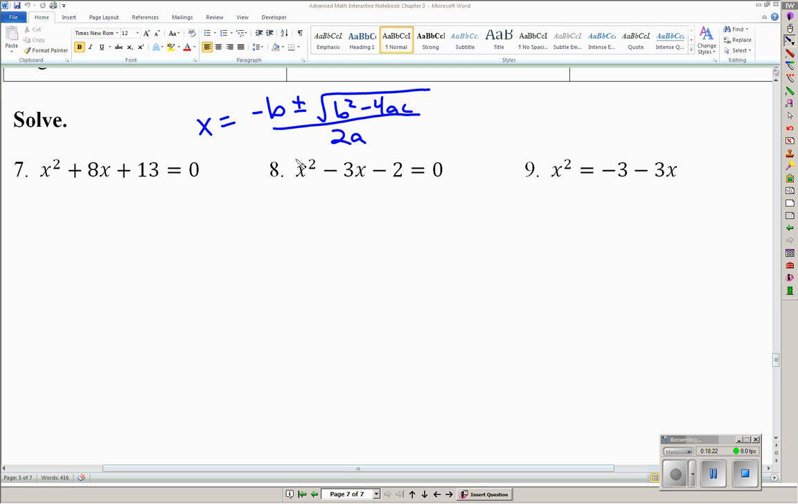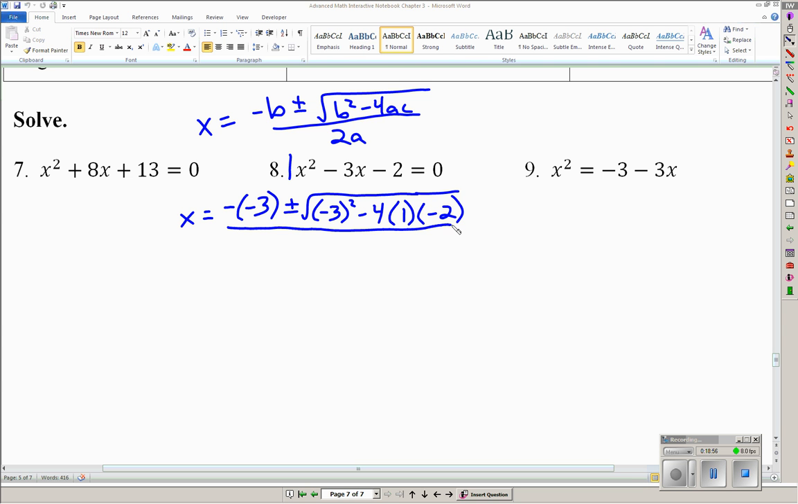Number 8. A is 1, B is negative 3, watch the sign there, and C is negative 2. So x equals negative b, so negative of negative 3, be careful, that's an easy place to make a mistake, plus or minus the square root of b squared, and b is negative 3. Remember, a negative squared is a positive, minus 4 times a is 1 times c is negative 2, all over 2a, and a is 1.